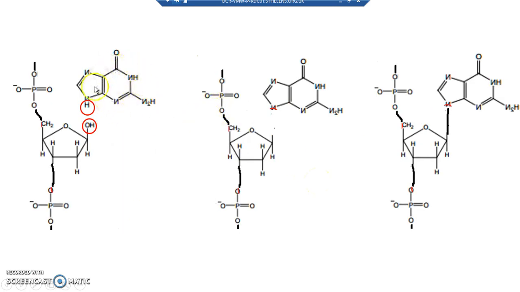How does a base join on? Well, a base uses the NH at the lower part on the data sheet. Each of the 4 bases has got an NH at the bottom, and it bonds to this other OH here. So it's not on the main chain, it's branching off the chain, and that makes water. Remove the H and the OH, then you just join it together, and now I've got a base joined on.